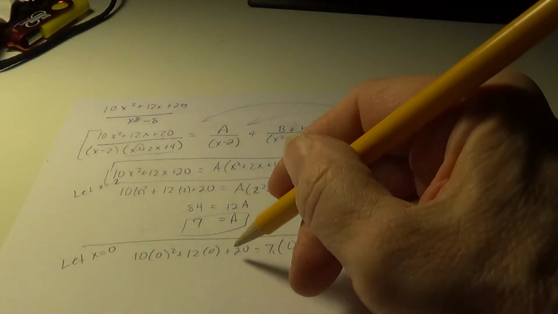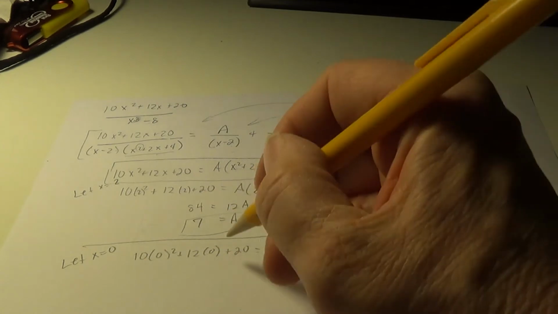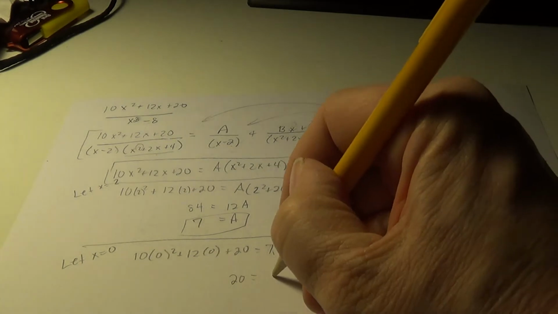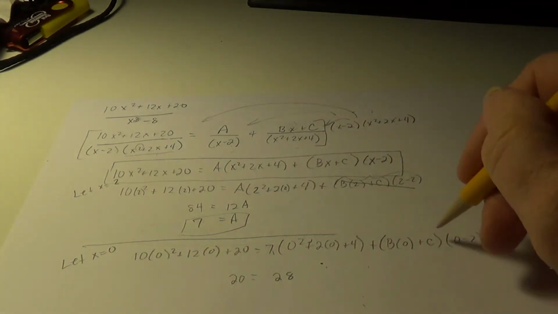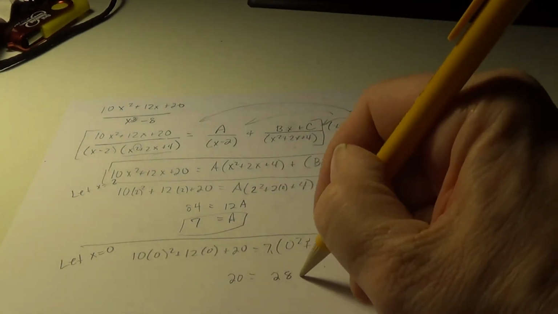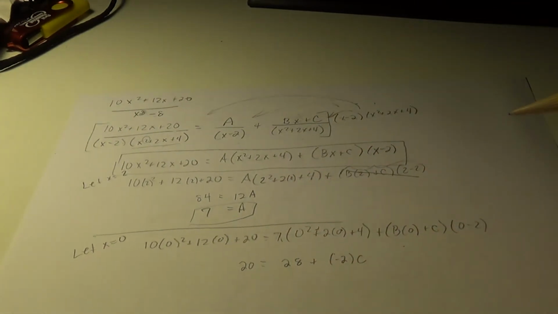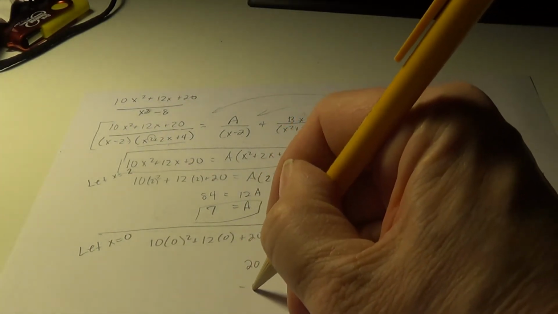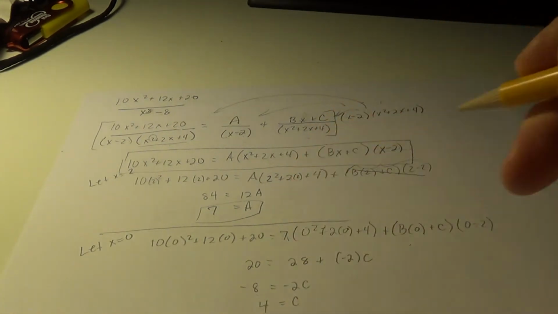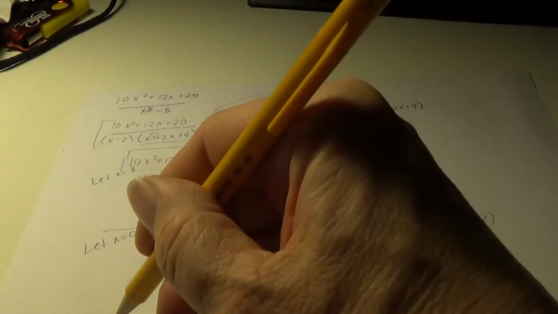All right, so on the left, what does that come out to be? We got a 20 over here, and this is 7 times 4, which is 28, and this leaves me a minus 2 times c. So move the 28 over, and we get negative 8 equals minus 2c, and c equals 4 when I divide. So that's my next value.